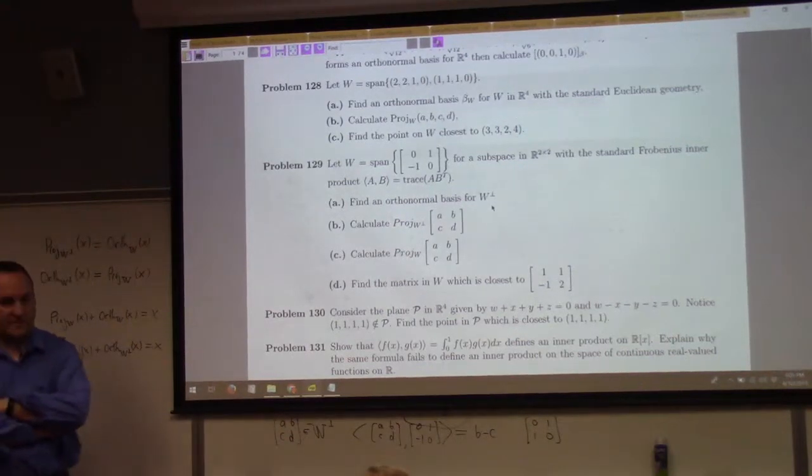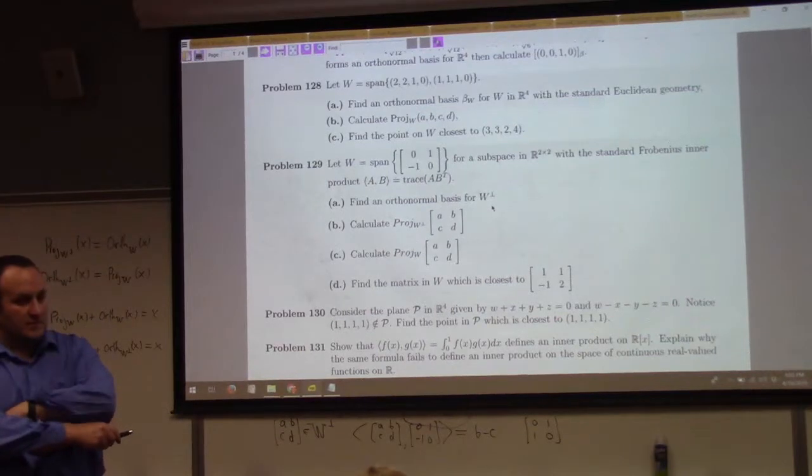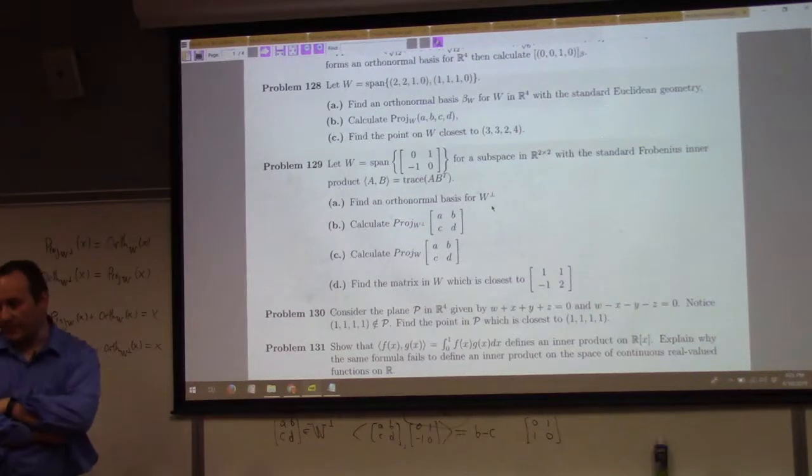So you've got to find a basis for the plane, right? That's a null space calculation because you have 2 equations. So you're really looking at the null space of 1, 1, 1, 1 and 1, 1, minus 1, minus 1, minus 1. Yeah.